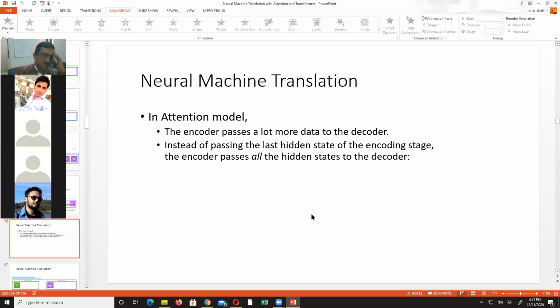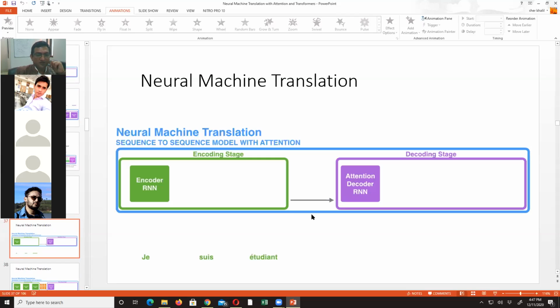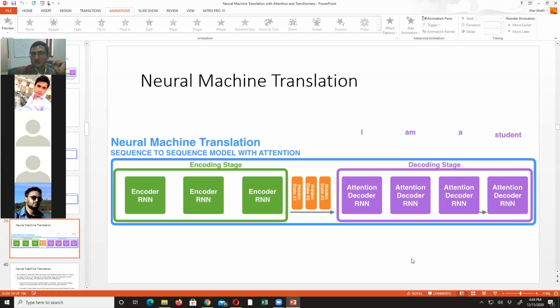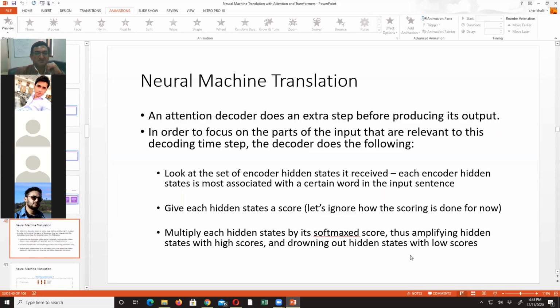The person who wrote this paper actually became a celebrity in NLP, but his concept was very simple. He said, why are you sending only the context vector, the final thing? Why do you not send everything? So he said, encoder, when you calculate all three states, send all these three states to the decoder side. Then the decoder will do better translation. We'll see how this is happening.